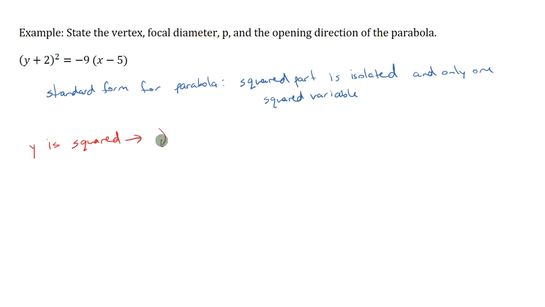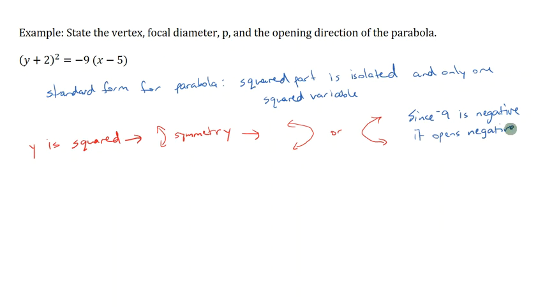So y is squared tells us something about this parabola. It tells us we have symmetry like this, which tells us that the parabola opens to the left or to the right. Now, since this number here, 9, is negative, that's what tells you whether it opens in the positive direction or the negative direction. So since negative 9 is negative, it opens in the negative direction.